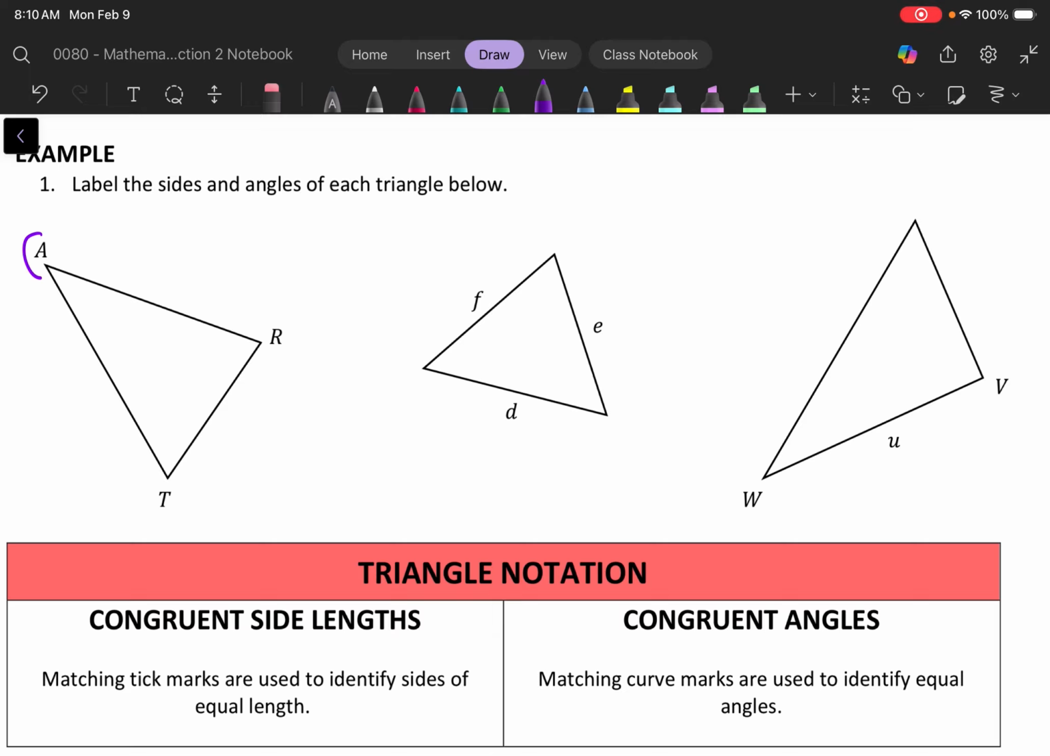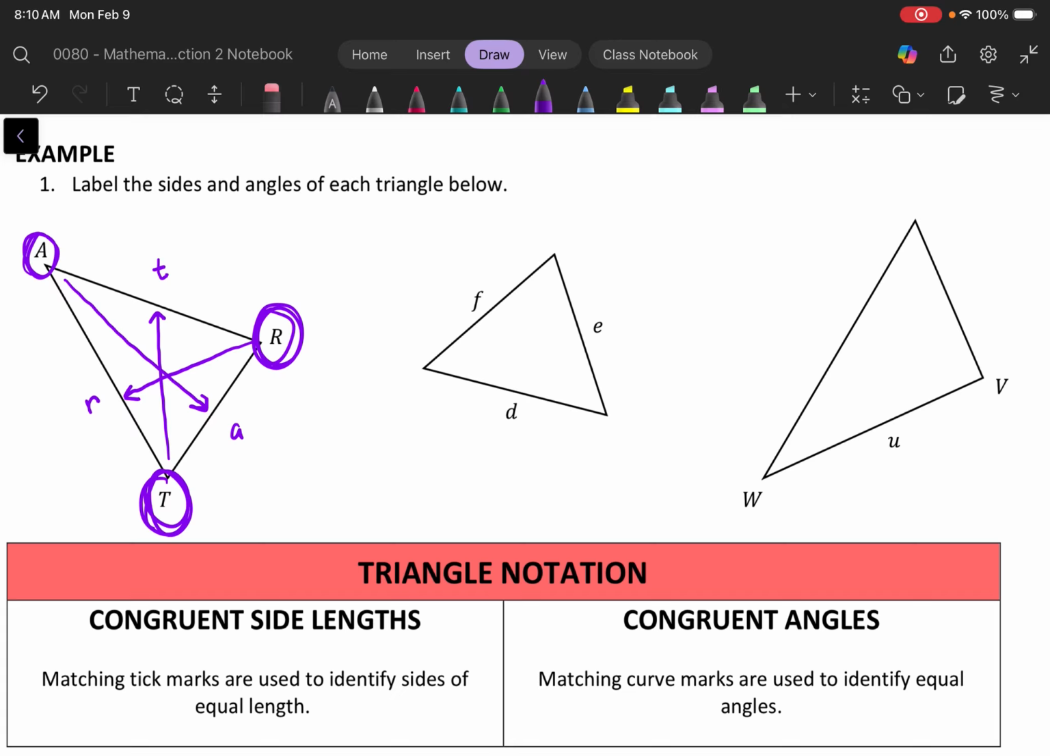So I have big angle A, and that will be across from side length little baby a. I have big angle R, and that'll be across from side length little baby r. And I have big angle T, and that'll be across side length little baby t.